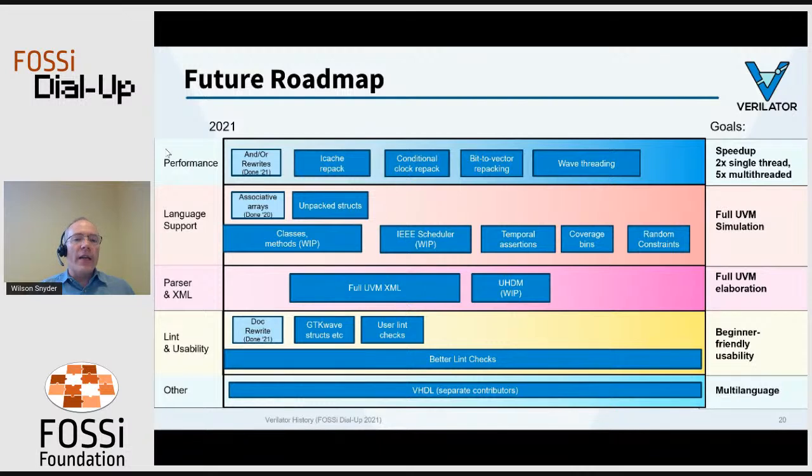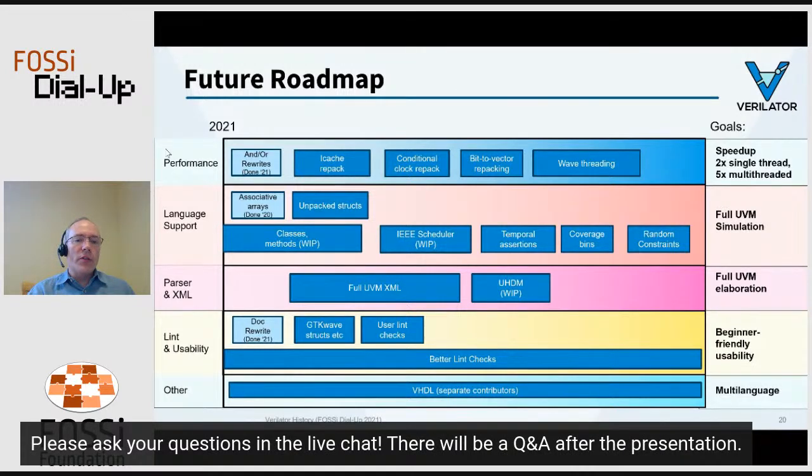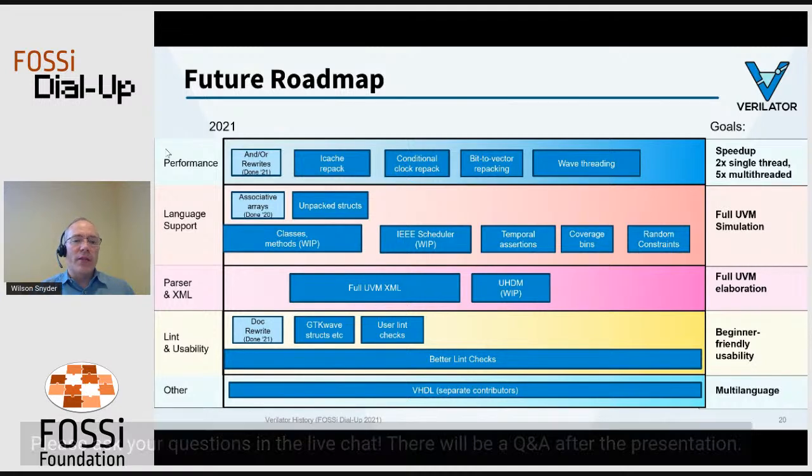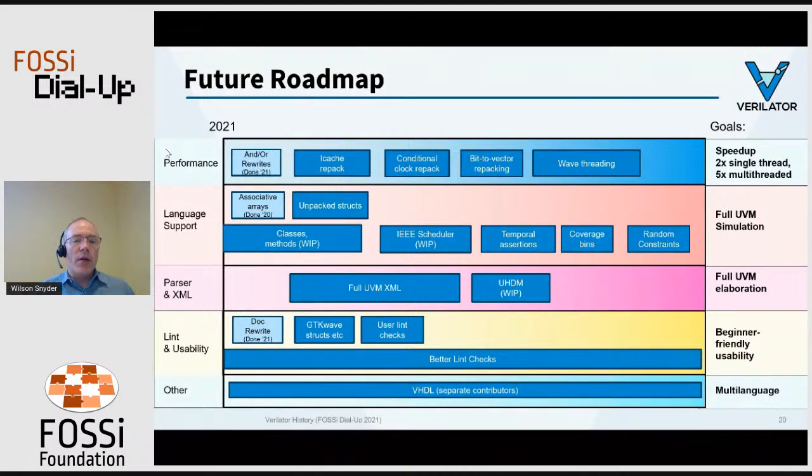On the language support side, we are still only supporting unpacked structs. We convert them to packed, so that will fix into unpacked. And there's a lot of work related to classes and methods, for example parameters and things like that. Those will need to get supported. That should be within the next year and a half or so.